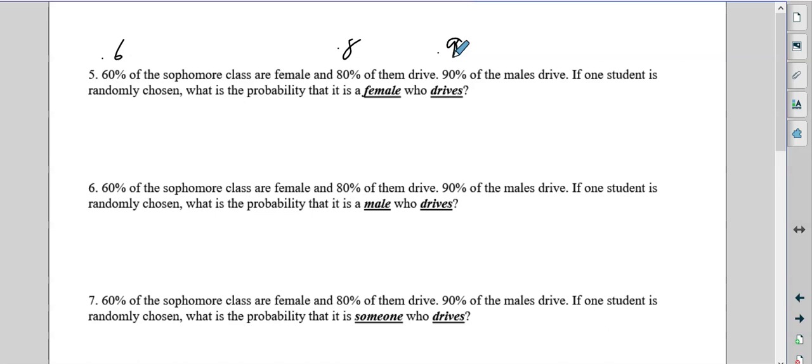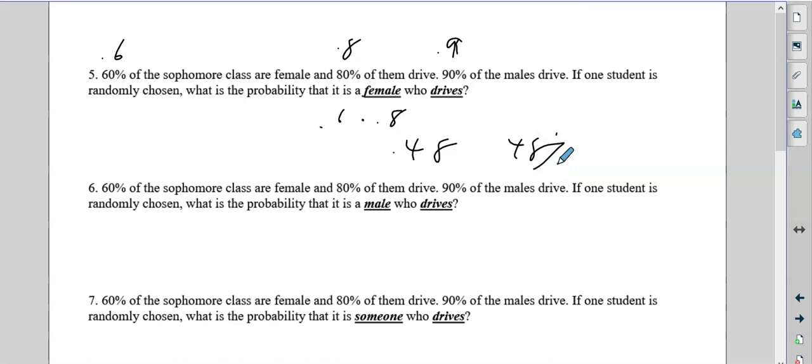Okay, so in that case, female, 0.6 times 0.8 who drive. That gives us 0.48 or 48%.